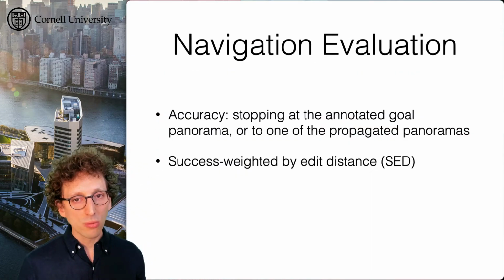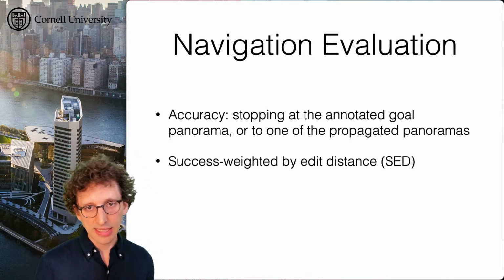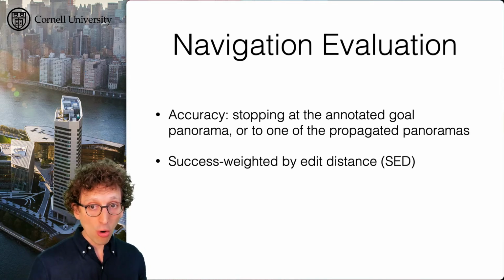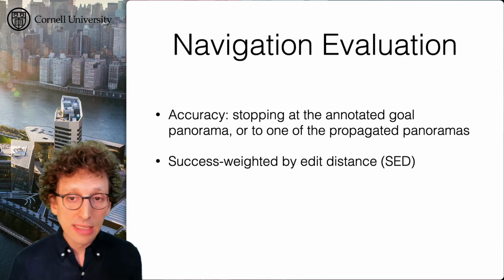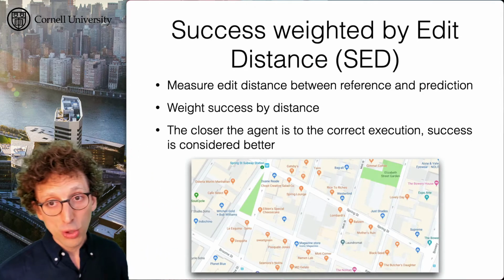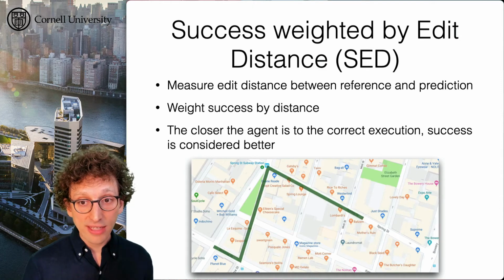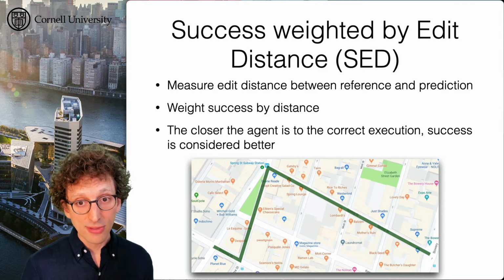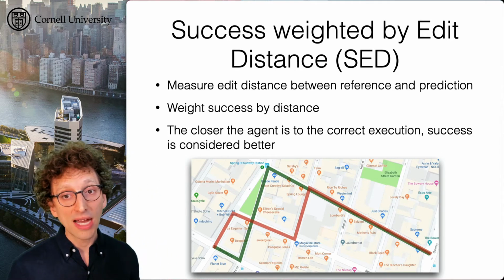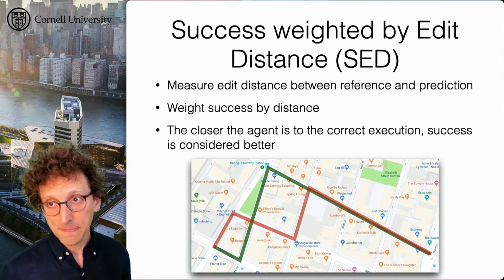For evaluation, we use two measures, although more recent papers are reporting more of the common metrics that you see in VLN. We use accuracy, which basically requires you to stop at the annotated goal panorama or one of the propagated panoramas that are nearby. And we use success weighted by edit distance, which we introduced with the Touchdown task. This measure computes the edit distance between the reference path and the prediction, and then weights the success measure by this distance. So the closer the prediction is to the correct execution, the better the success is considered.